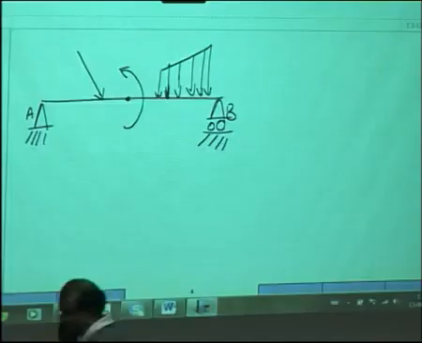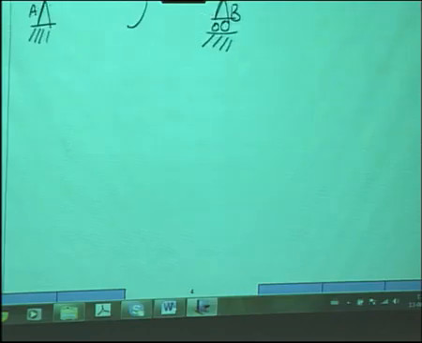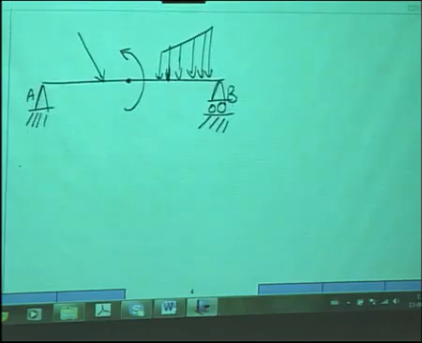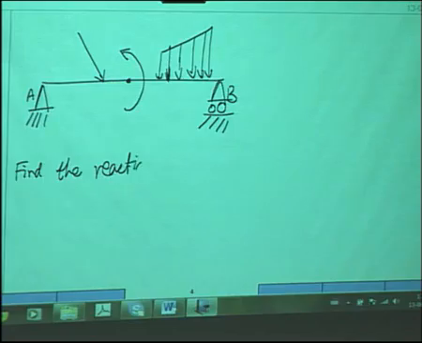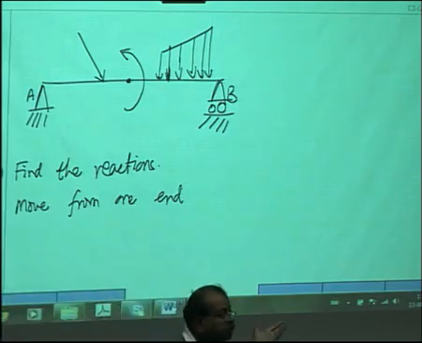Okay. So now when we have to do this, the first thing we will do in a problem like this would be to find the reactions. This is done in almost all statics problems. We will start with finding the reactions. Then we move from one end. Now, I am assuming the problem says draw the shear force diagram.